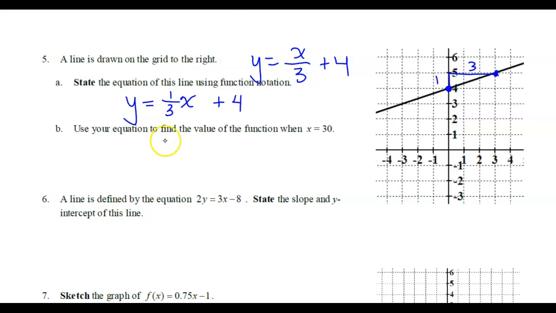So use your equation to find the value of the function when x is 30. So now we substitute 30 in. These are nice numbers because 1/3 of 30 is 10, plus 4 is 14.